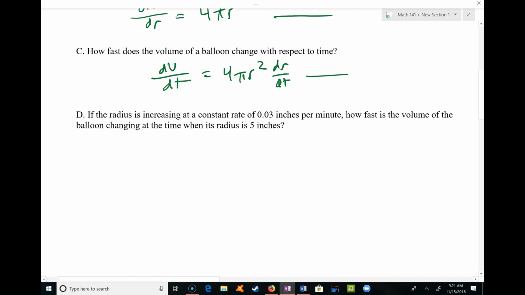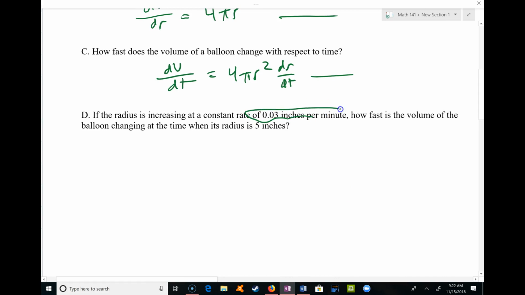It says the radius is increasing. The radius is changing. So that is what? The rate of change of the radius. So this is talking about the derivative of radius, isn't it? With respect to what? Time. So this right here is dr dt, isn't it? 0.03 inches per minute.